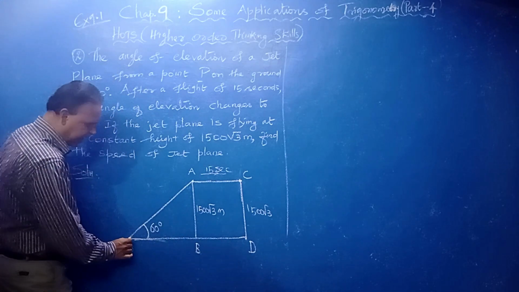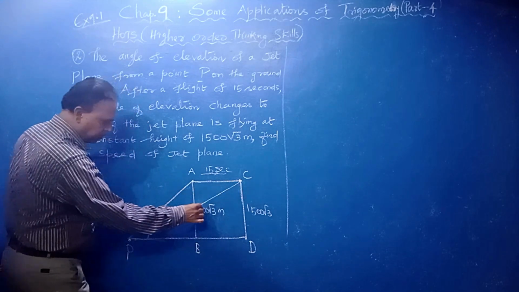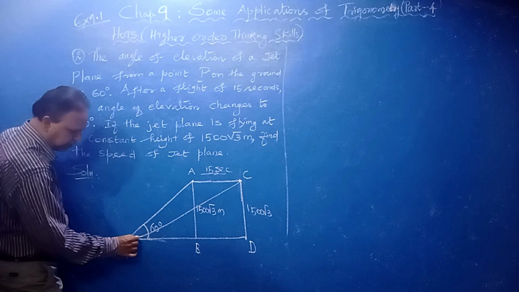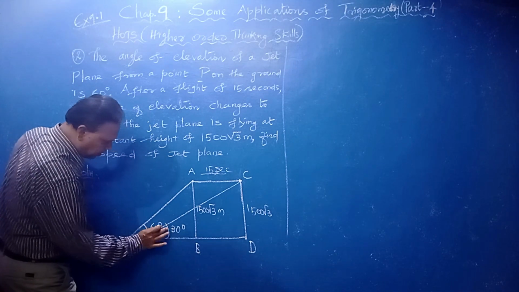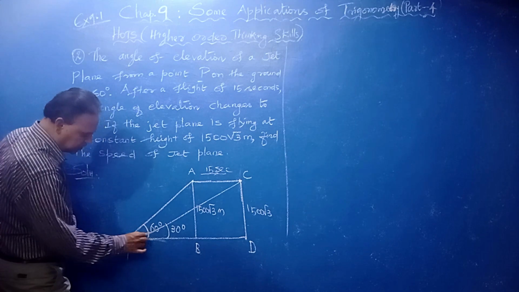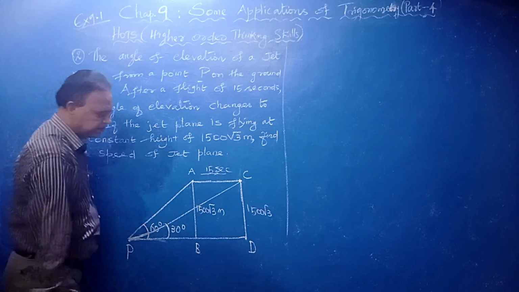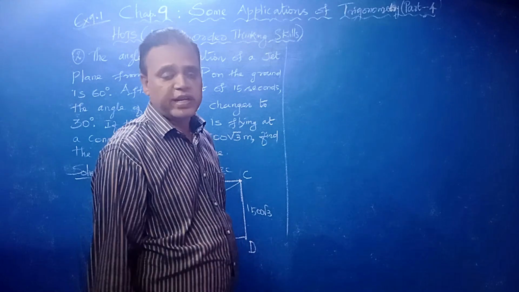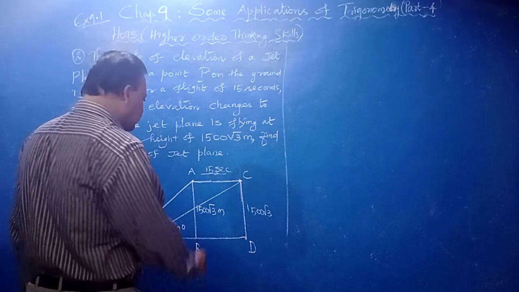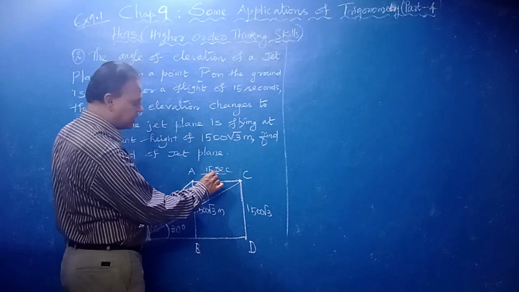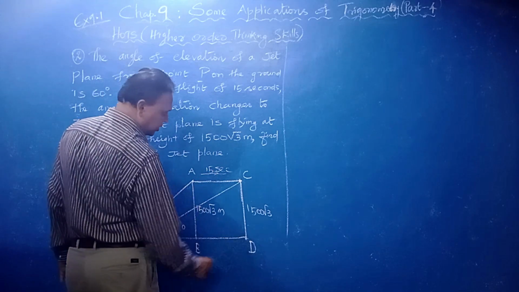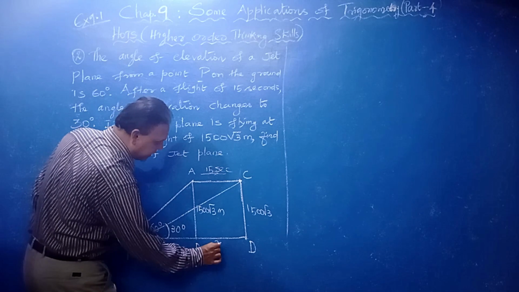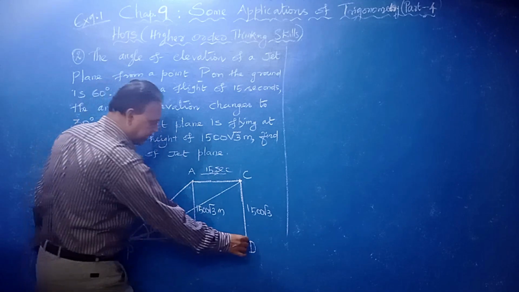Now here the angle of elevation is 30 degrees. This angle is 30 degrees, and the full angle is 60 degrees. Understand? This is the diagram. Now we have to find out, see, this time is given. From here to here, the time is given, so you have to find this distance. Take it as x; the distance x you have to find out.